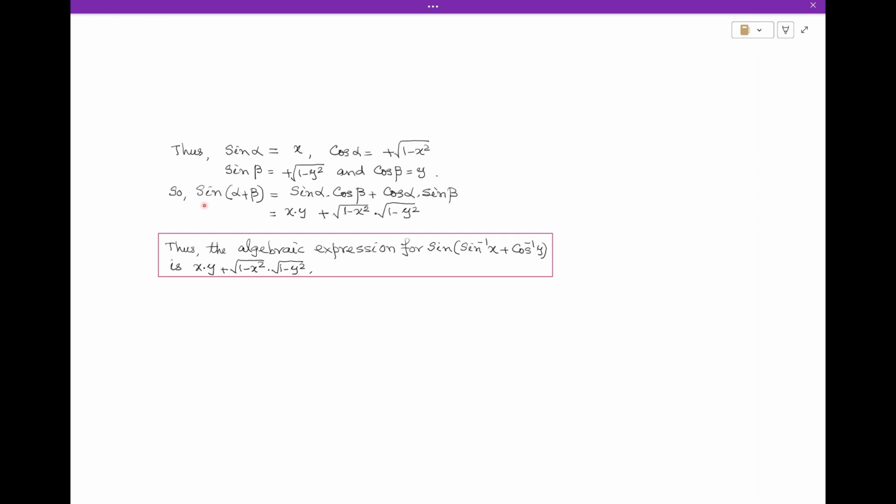Now, sin of alpha plus beta is sin of (sin inverse x plus cos inverse y). Therefore, the algebraic expression for sin of (sin inverse x plus cos inverse y) is x multiplied by y plus square root of 1 minus x square multiplied by square root of 1 minus y square, and this is in terms of x and y. This is the required answer.